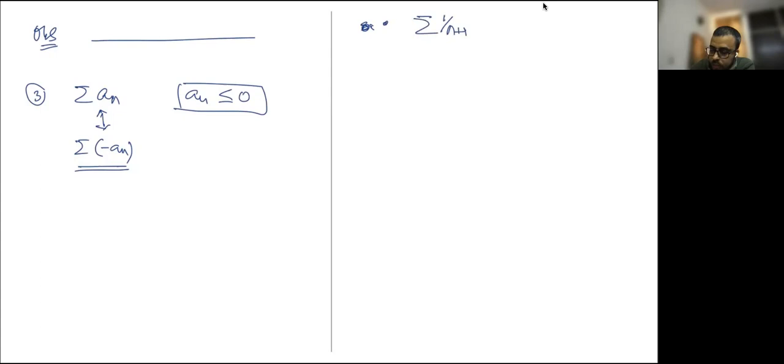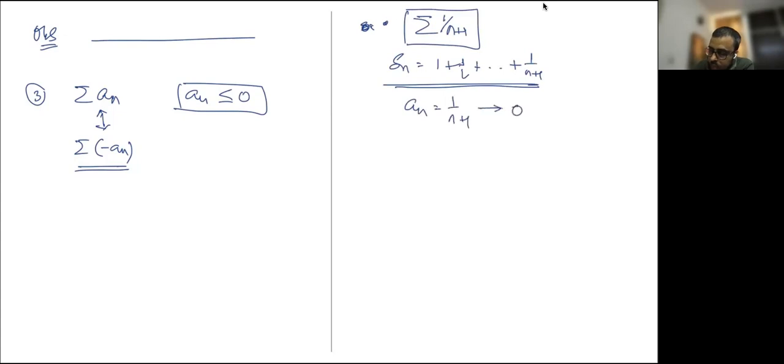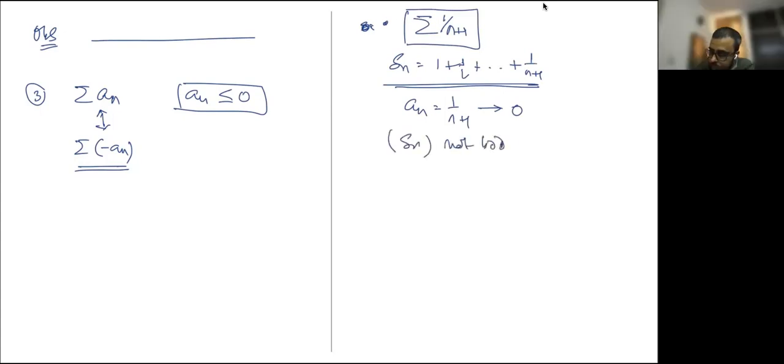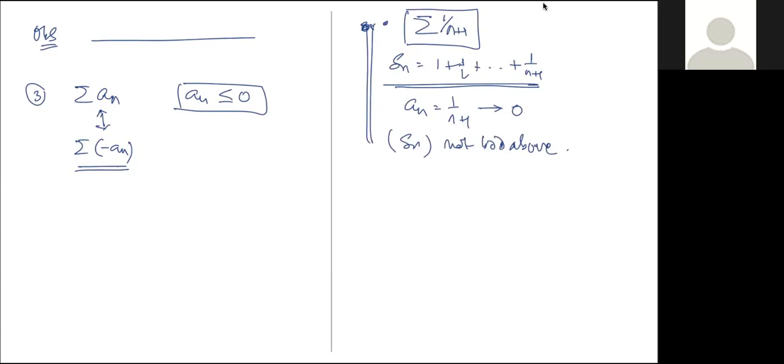If you look at this series, which means S_n is 1 plus half plus up to 1 over n plus 1. Here the nth term you can see that it goes to 0, right? Yes, sir. But S_n does not converge. It is not bounded above. So we'll come to this later on.